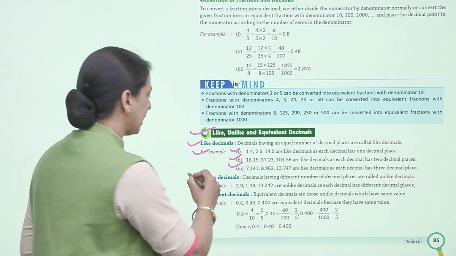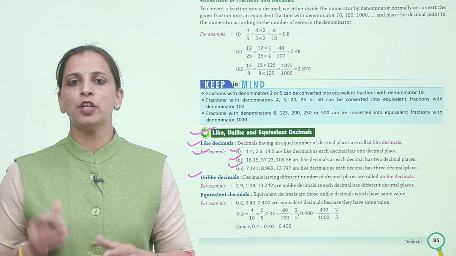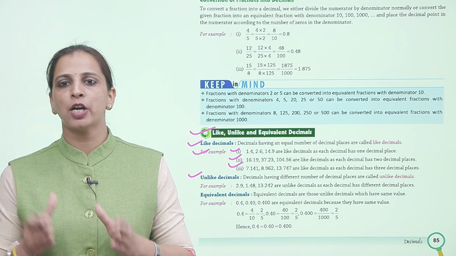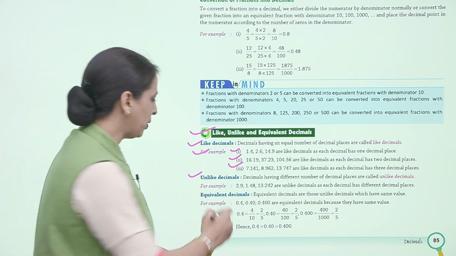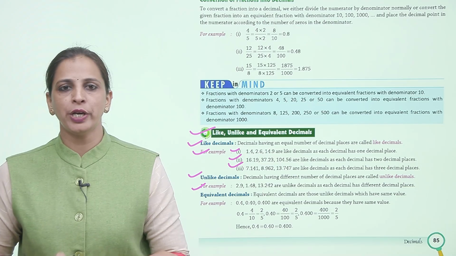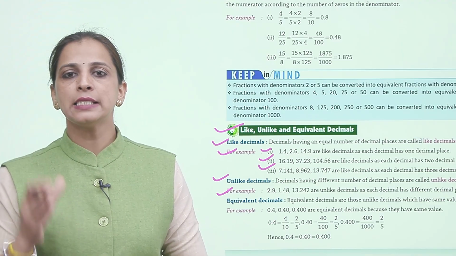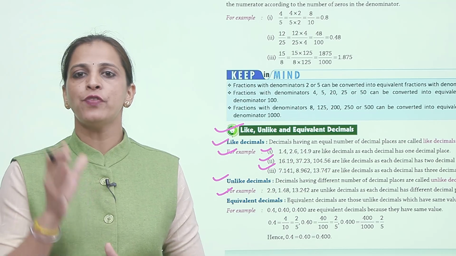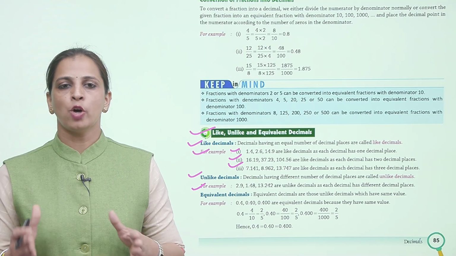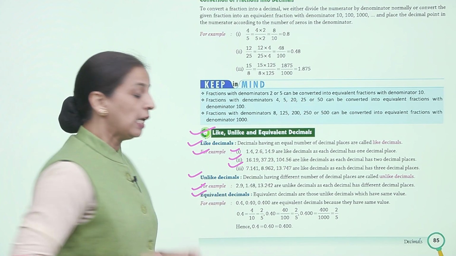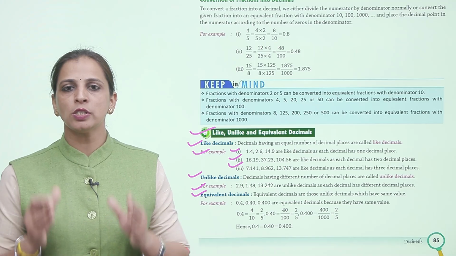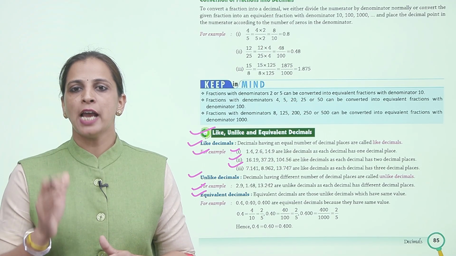Now next is unlike decimals. Decimals having a different number of decimal places are called unlike decimals. For example, 2.9, 1.48, 13.242 are unlike decimals as each decimal has different decimal places. Now next is equivalent decimals. Equivalent decimals are those unlike decimals which have the same value.